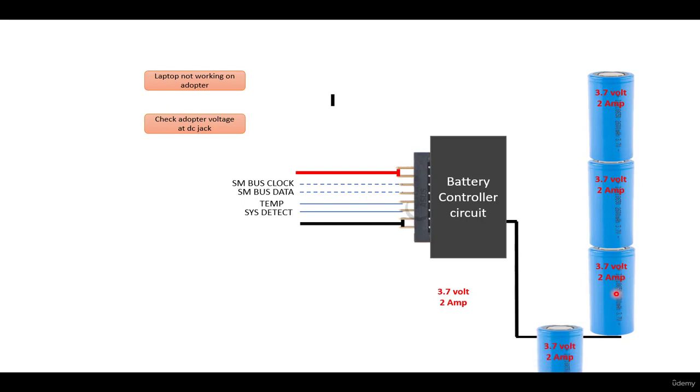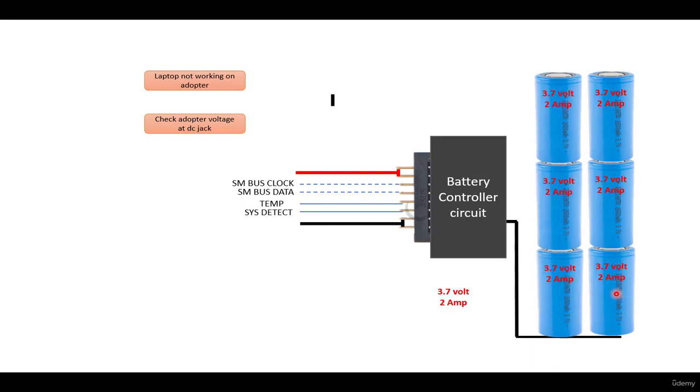And if we add 3 more cells like this, and connect the whole combination in parallel, then the output voltage will be 11.1 volt, and this bank will give 2 ampere and this bank will give 2 ampere. The total current will be 4 ampere. So normally in a laptop battery, the output voltage is approximately 11.1 volt. It depends on how many cells are connected in series or in parallel, but in normal laptops the voltage is somewhere around 11.1 volt. So that is one thing.